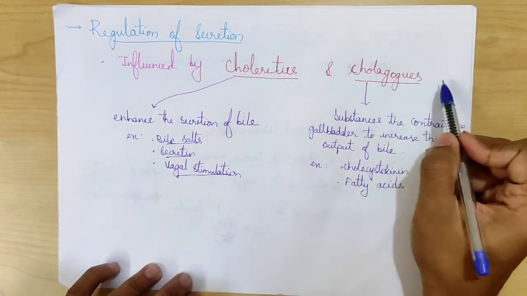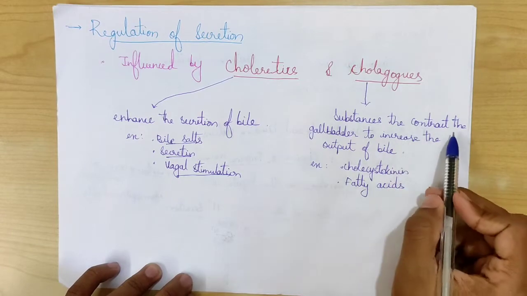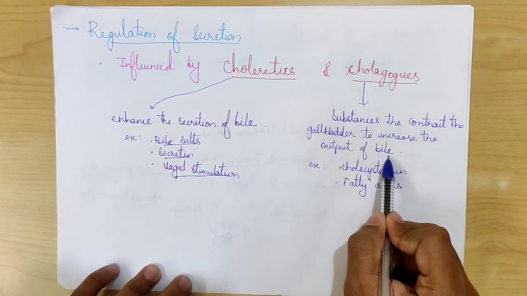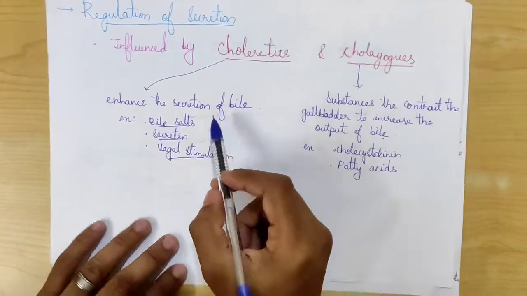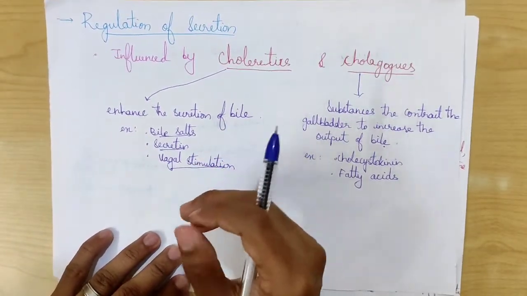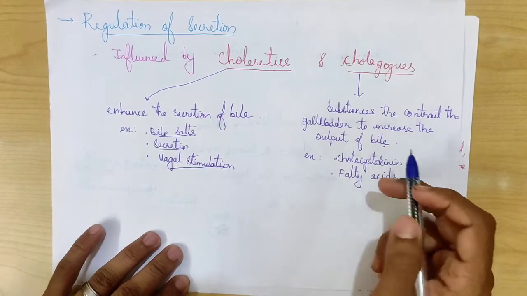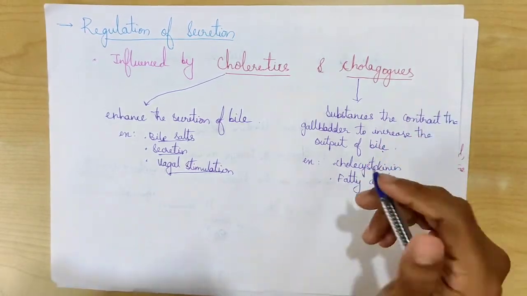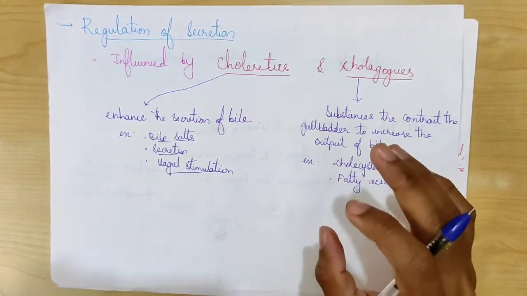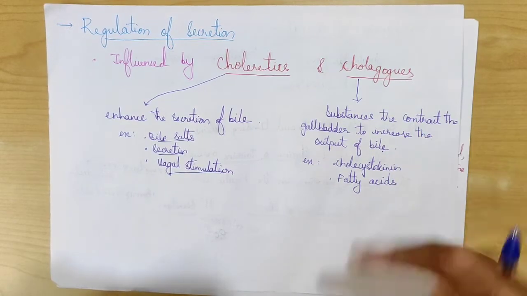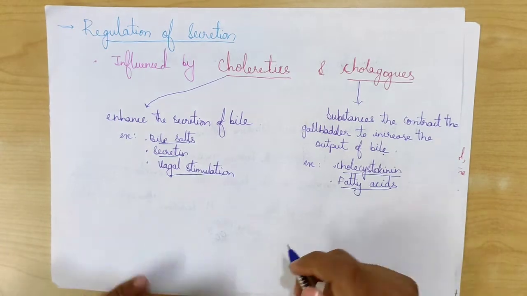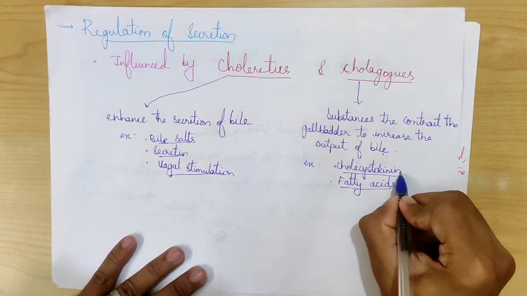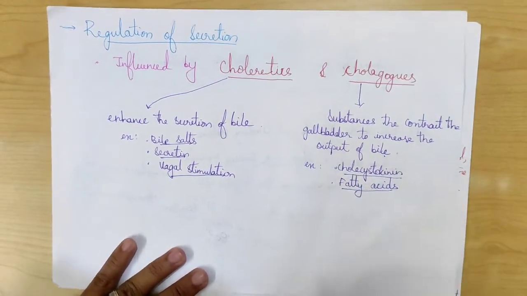The next one is the cholegogues. These are the substances that contract the gallbladder to increase the output of the bile. So there is contraction of the gallbladder to increase the output. Here there is directly an increase in the secretion of the bile, whereas here the gallbladder is contracted so that the bile which is already present is increased in the output. Examples of these cholegogues are the cholecystokinin and the fatty acids. The cholecystokinin is the main cholegogue which contracts the gallbladder.